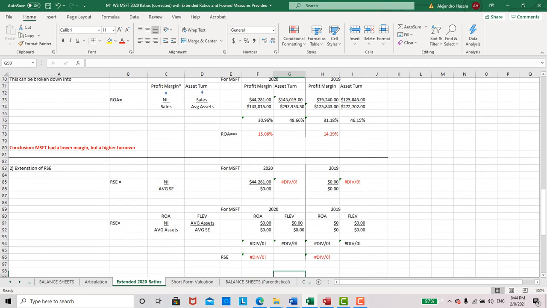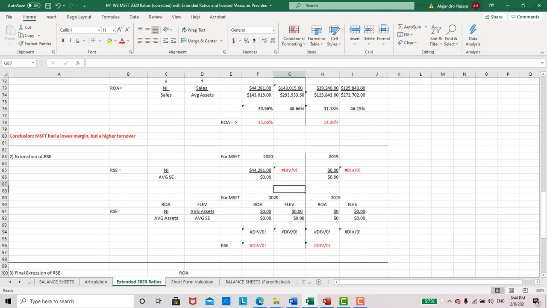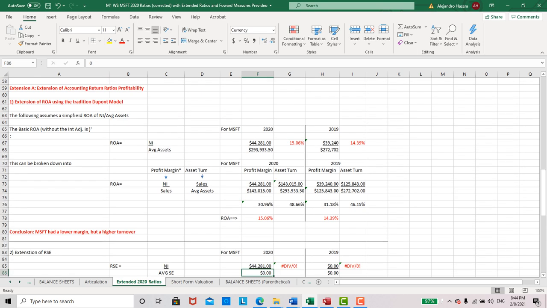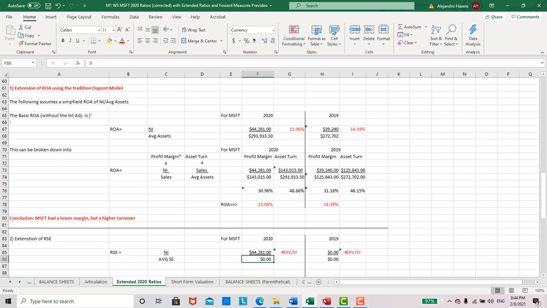Now there's also an extension to return on shareholders' equity. And this extension is based on the concept we've been talking about all along, that the major difference between return on assets and return on shareholders' equity is the amount of long-term debt you have. We'll take total debt here. So let's just repeat the numbers that we have for return on shareholders' equity up here. It's net income divided by average shareholders' equity. I'm just bringing them down for convenience purposes.